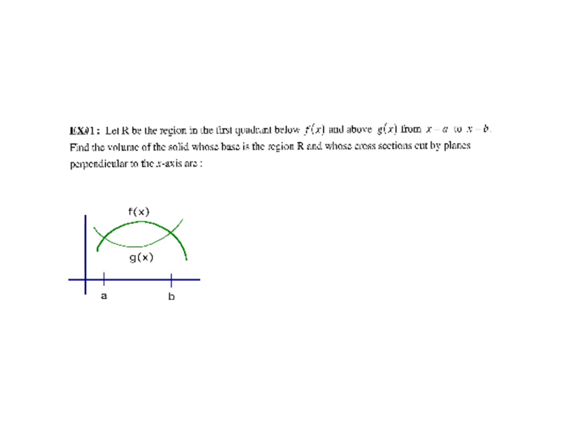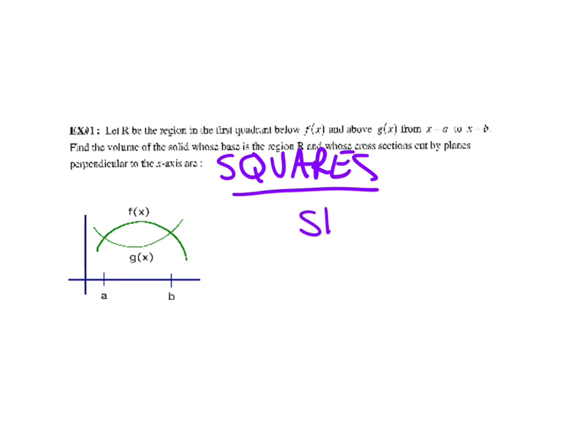All right, example 1. Let R be the region in the first quadrant below f of x and above g of x from A to B. Find the volume of the solid whose base is region R and whose cross-sections cut by planes perpendicular to the x-axis are, let's just start with squares. We're going to start with a slice analysis, and it's actually going to get labeled that way on your paper.